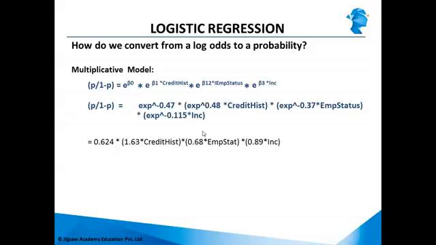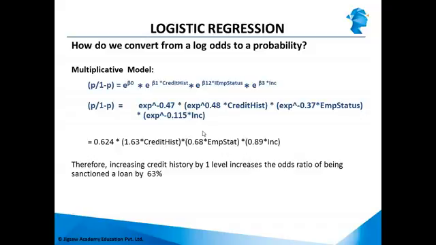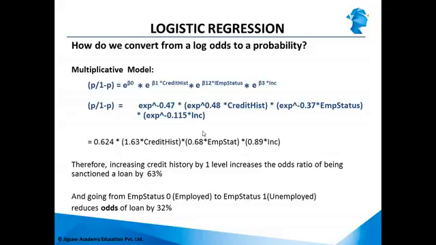What this implies is that if credit history goes up by one level, the p over 1 minus p, which is my odds ratio, remember, we've gotten rid of the log, my odds ratio of the probability of not defaulting goes up by 1.63. So an increase in the credit history by one level increases the odds ratio of being sanctioned a loan by 63%. My odds ratio of not defaulting on a loan, or being sanctioned a loan, goes up by 63%. That's how I would interpret it.